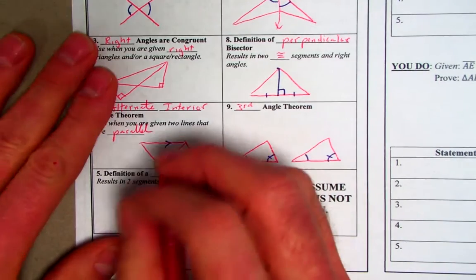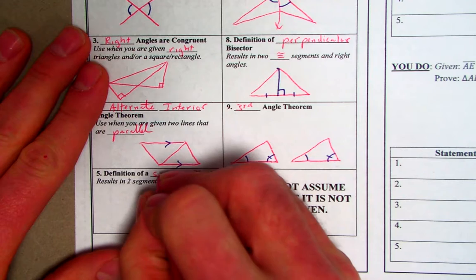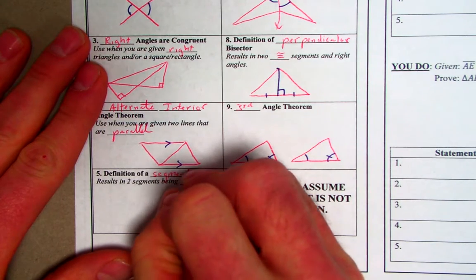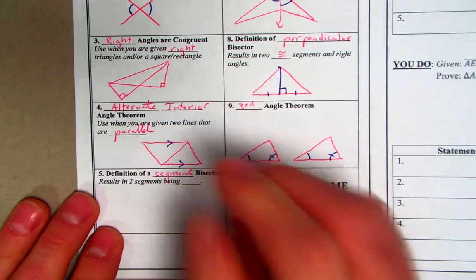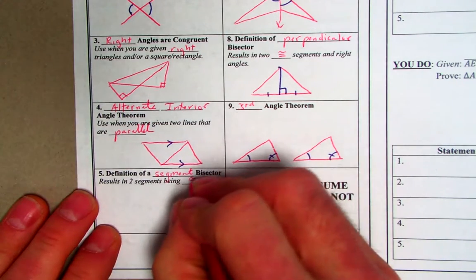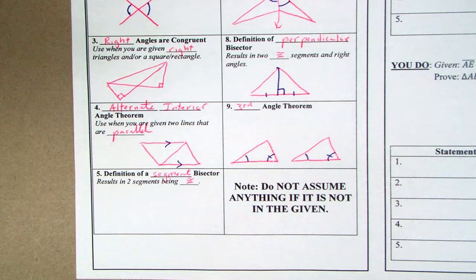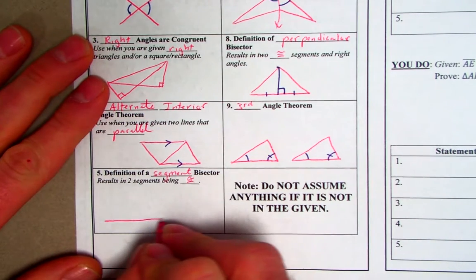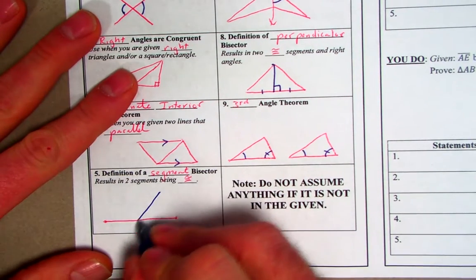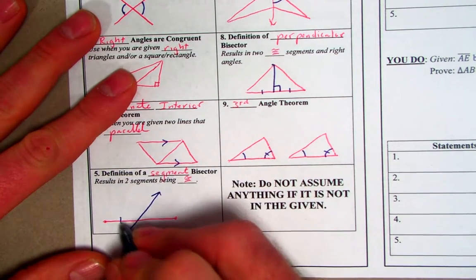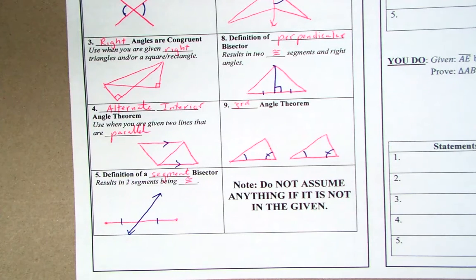All right, number 5, the definition of segment bisector. The definition of a segment bisector is going to result in two segments being congruent. It doesn't have to be a perpendicular bisector. That's why this is a little bit different. You can have a segment, and then you can have a bisector that just splits it right down the middle. Doesn't have to be perpendicular, though.